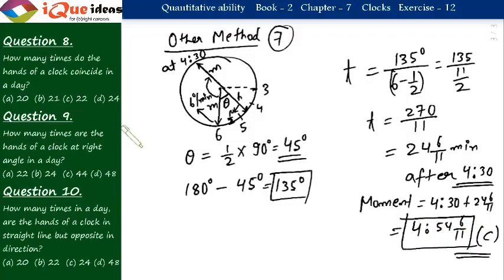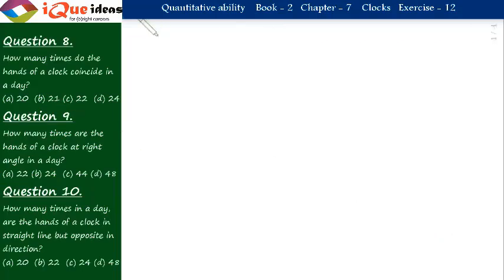Now in question number 8, it is asking how many times do the hands of a clock coincide in a day, right? That means they're together in a day. We have already done that calculation in question number 6. So I'll simply write from question 6. You can see that coincide is same as together, right?